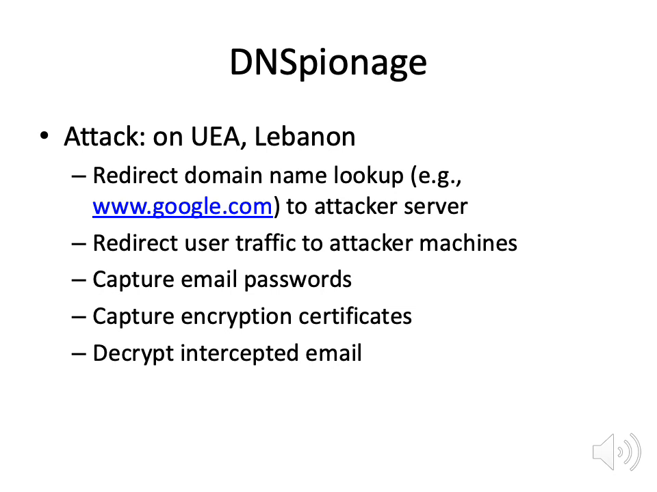The first step in launching an attack in many cases is to get someone to connect to your machine. So these attackers figured out how to redirect domain name lookups to their own machines. Once they had the traffic, they could capture email machines. They could decrypt email. So how did they do this? What does it take to launch an attack like this?